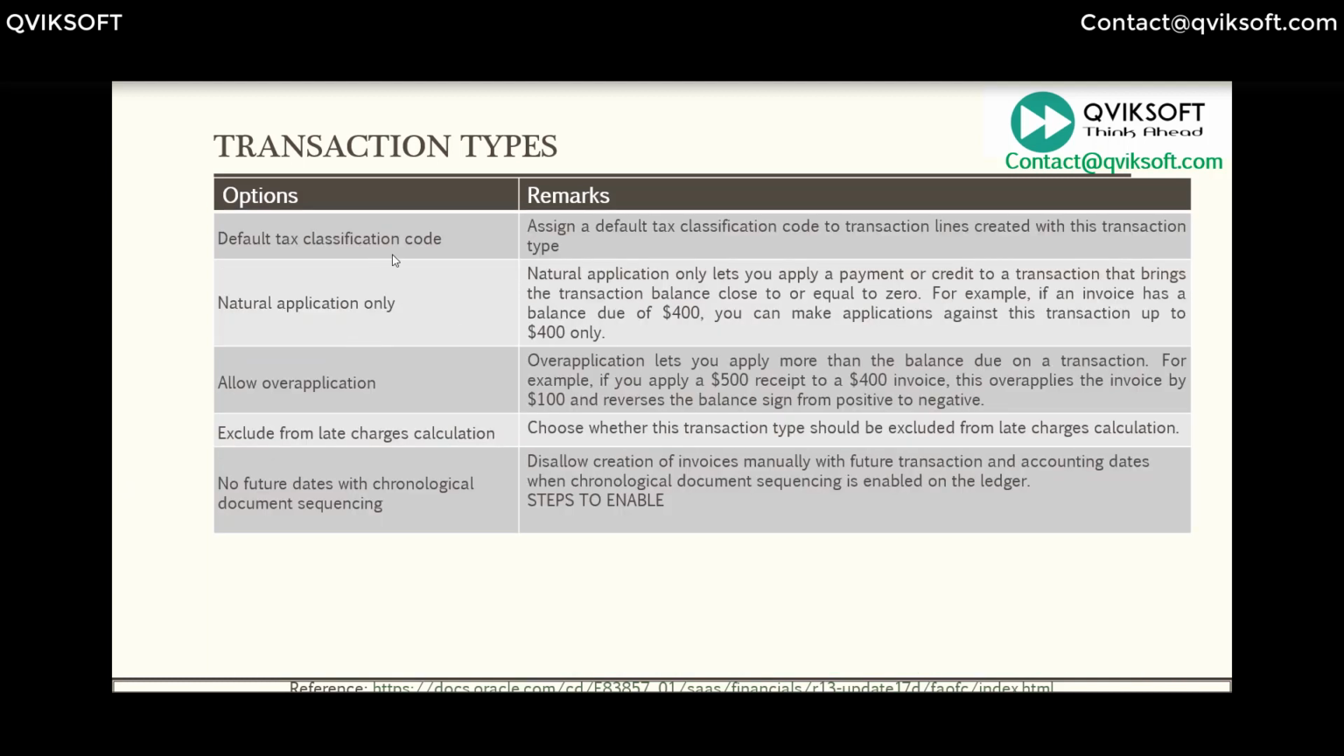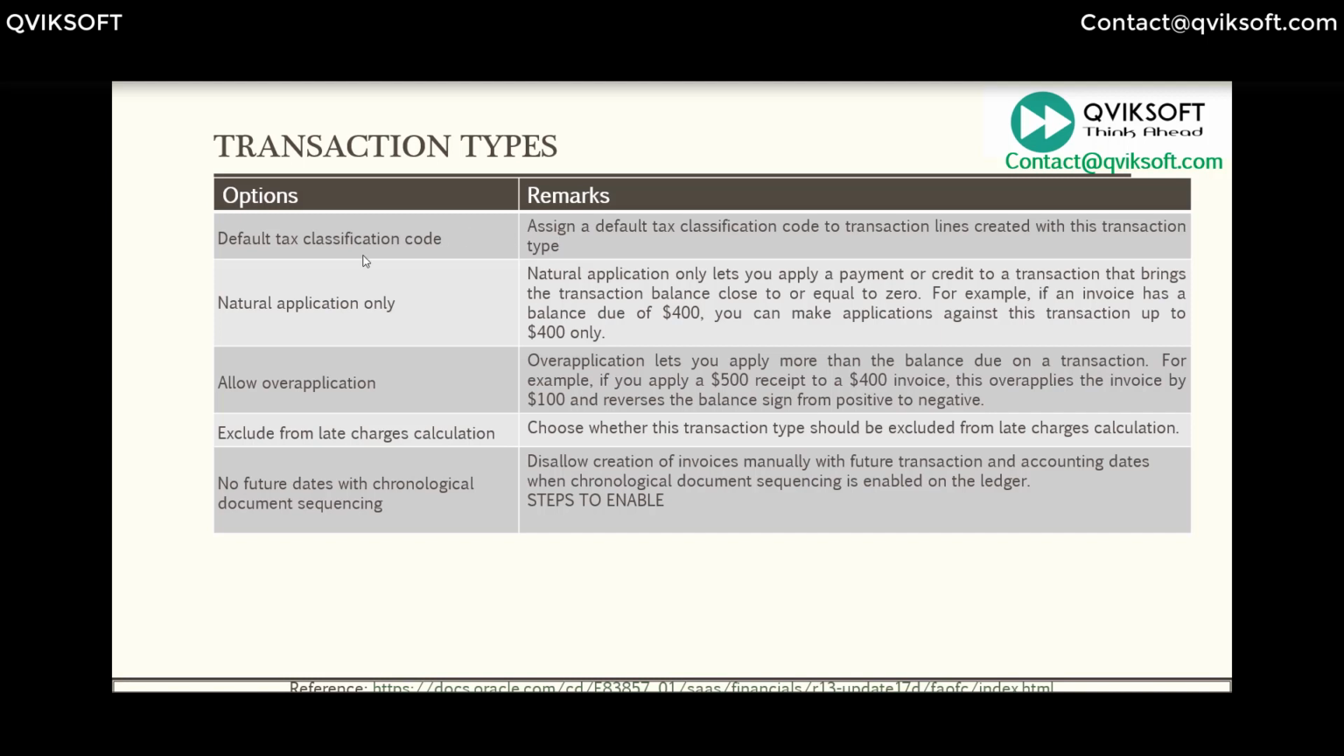Default tax classification code: if you're going to use tax in your receivable, then you can set a default tax classification code for your specific transaction type. But again, this is for default. At invoice level you can change it, and if you define taxation with rules, that will change it automatically anyway.